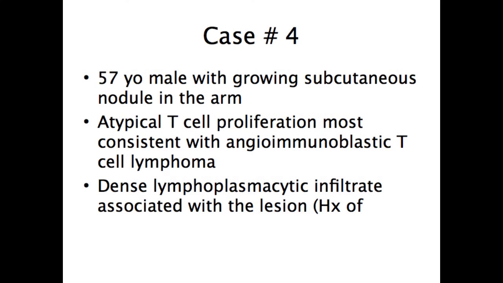So there is a lot of interpretation that goes along with having all of this information that goes beyond what you can possibly tell by a fragment analysis assay. Now, case number 4 is a 57-year-old male with a growing subcutaneous nodule in the arm. This patient was given the diagnosis of an atypical T-cell proliferation that was most consistent with an angioimmunoblastic T-cell lymphoma.